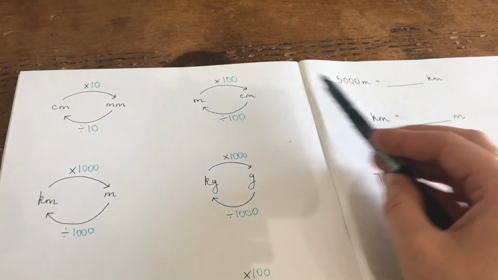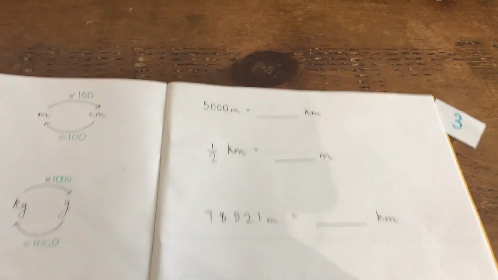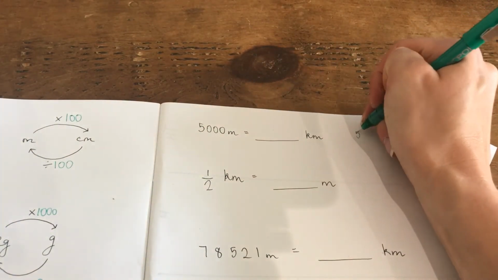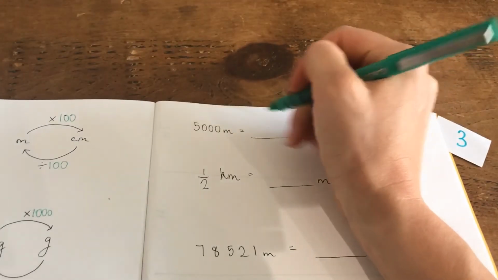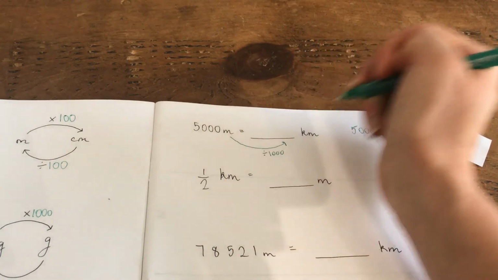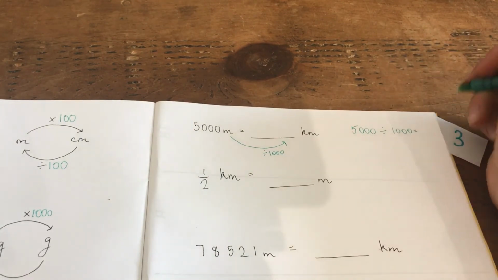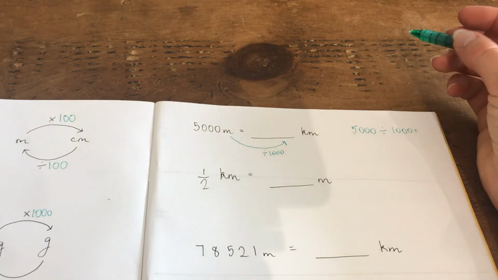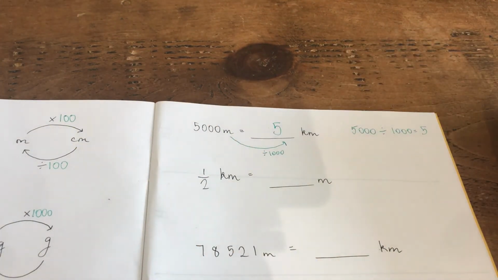So we're going to do 5,000 divided by 1,000. That one's not too tricky to work out because we don't have to contend with any other digits. Because to get from this one to this one, that's what we need to do: divide by 1,000. How many thousands are in 5,000? What's the answer to that one? How many thousands are in 5,000? There are 5. So 5,000 metres is 5 kilometres.